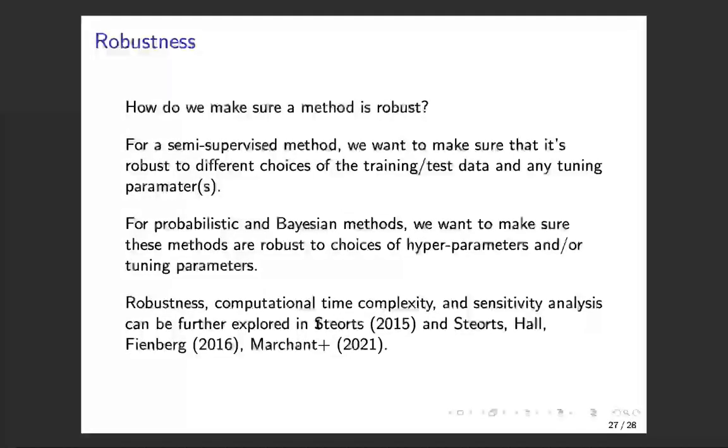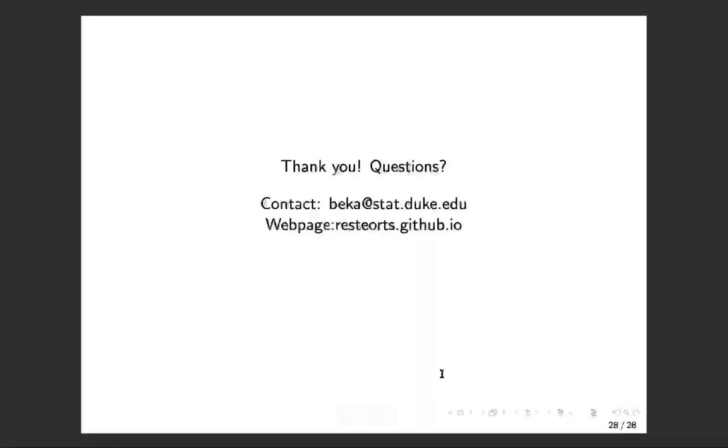So again, this can be explored further in this 2015 paper and the Steorts-Hall-Fienberg paper, and finally in the Marchant 2021 paper, which I'm going to talk about in the third part of the tutorial. So I'd like to end on this. This is kind of a survey of different things that I like to look at and think about just generally when I'm talking to students or collaborators that are just joining with entity resolution types problems.